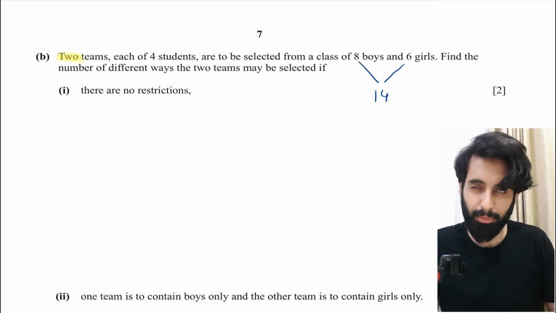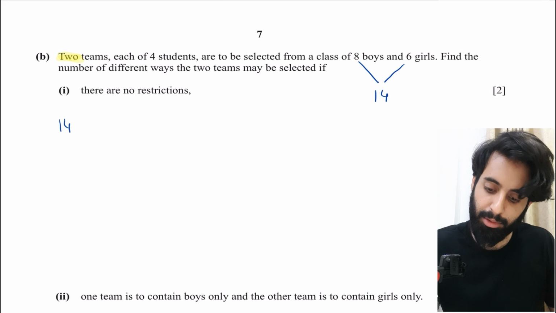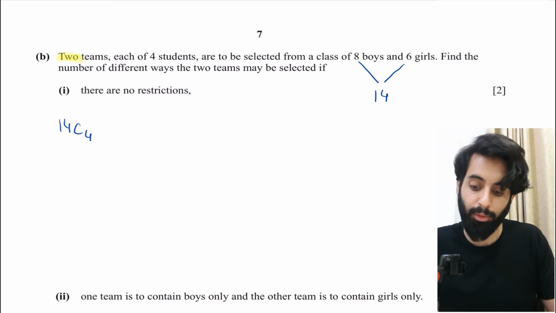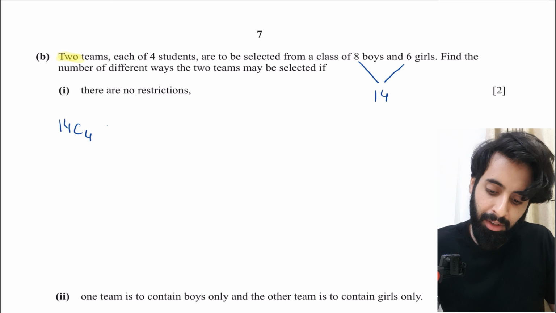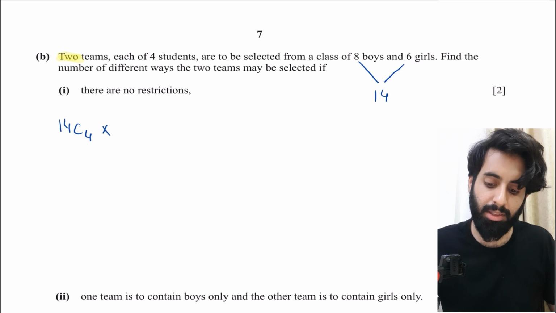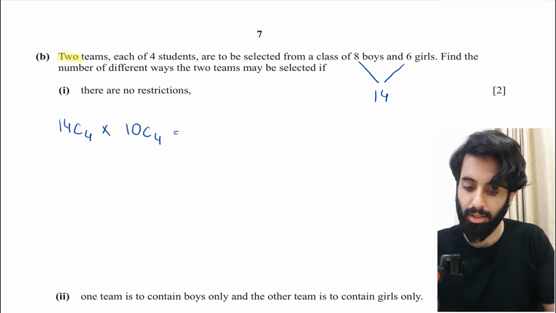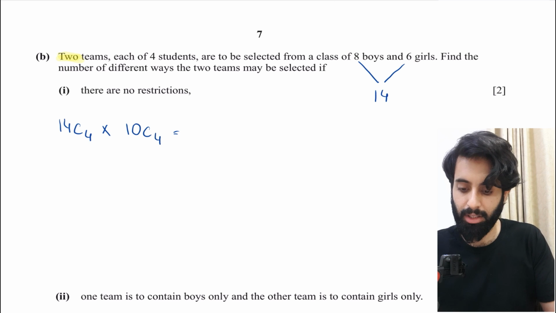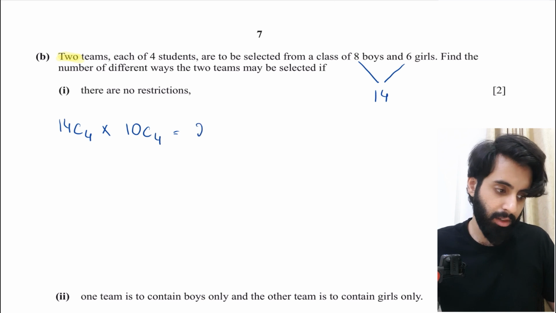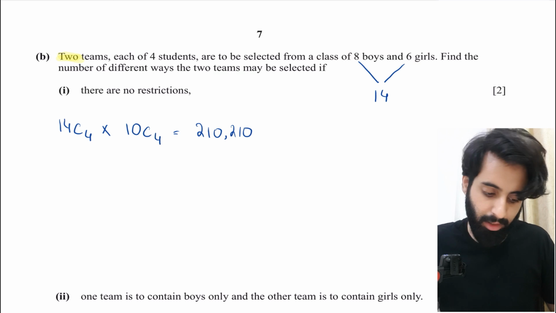Whenever you're selecting a team such that the merit is not defined, what do you use? You use combination. So you have a total of 14 people to choose from, and you're choosing 4. So 14C4 for the first team. Now remember, you're making 2 teams. Out of 14, 4 have already been selected, so now you have 10 to choose from. And since you're selecting 2 teams of 4, for the next team you're also choosing 4 people. So 10C4. So 14C4 times 10C4 gives us 210,210, and that is the correct answer.